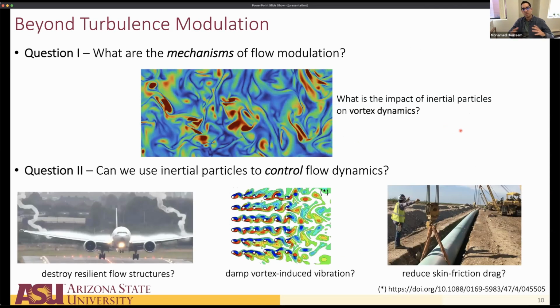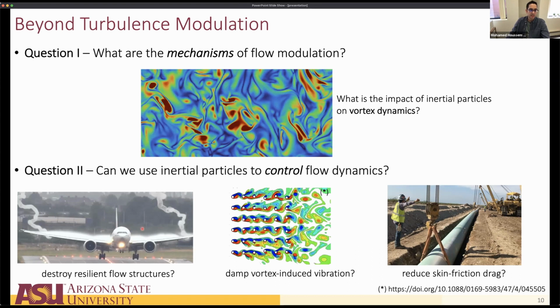Okay, so here are the following questions. Aside from anecdotal observation of turbulence attenuation or turbulence augmentation, is there a way of actually understanding what's happening? And I know that Professor Shankar Subramanian is doing a lot of work on modeling here. But perhaps we can understand this flow modulation by just looking at these vortices and their interaction with particles. Maybe that can tell us something about whether the particles are going to enhance or attenuate turbulence. And if you understand that, is there a way of actually controlling flows?